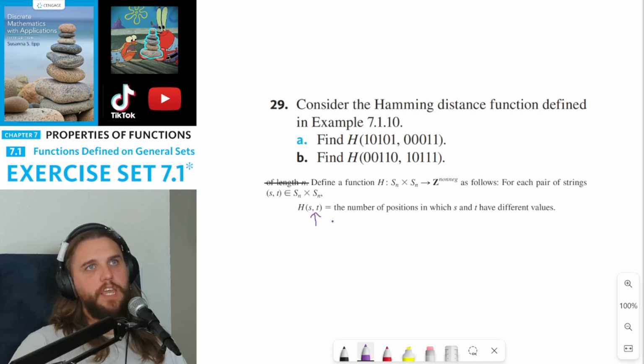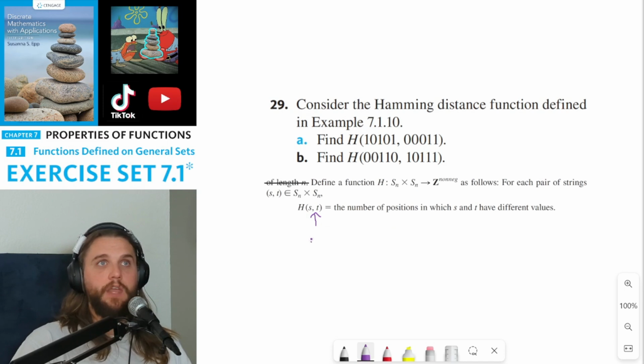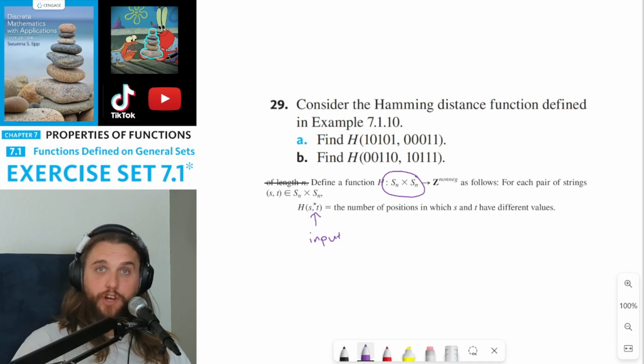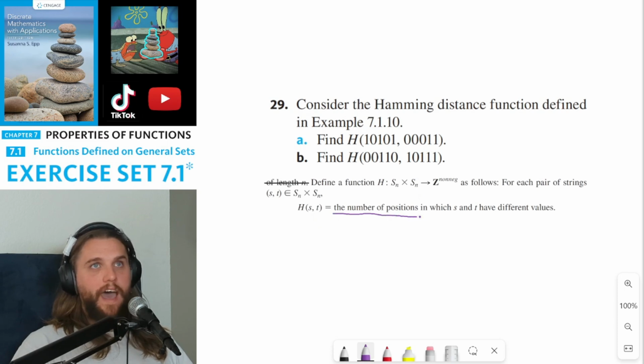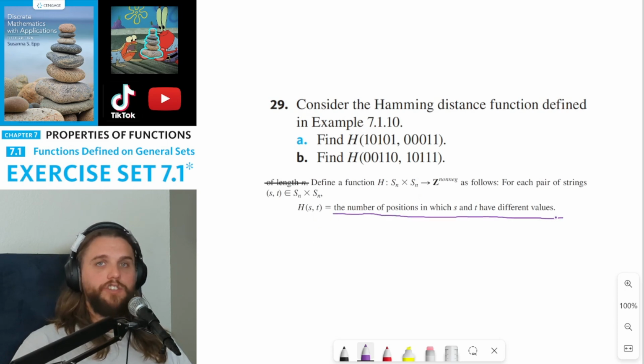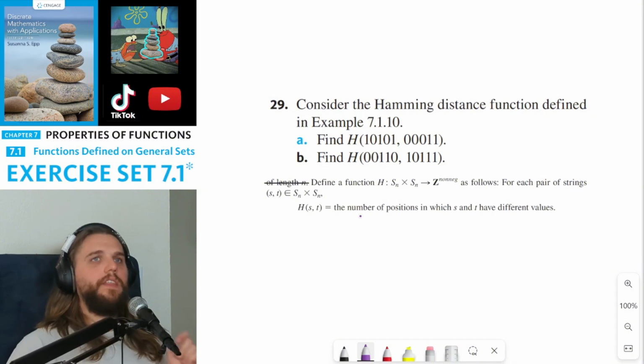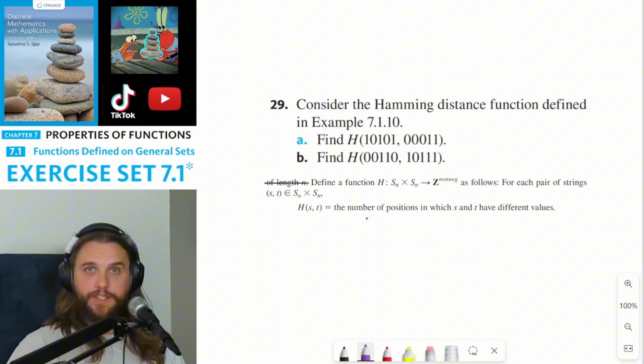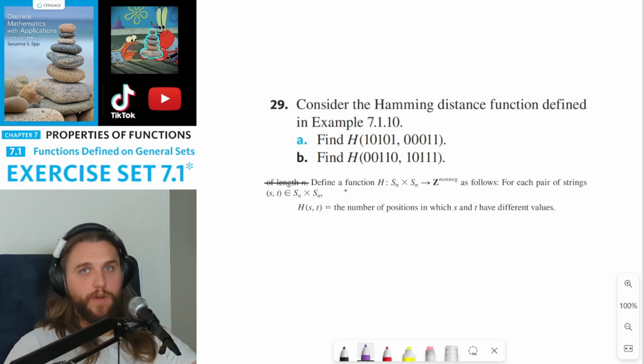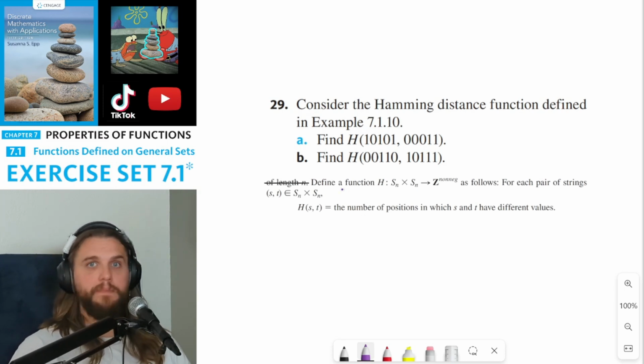So s, t represents an ordered pair, which is the input of the function, and it comes from the domain. And our domain is S_n cross S_n, which just means that the first element here is a binary string of length n, and the second element is also a binary string of length n. Lastly, we have the rule of the function. The rule of the function tells us how to find the output. Now, in this case, the rule is presented in plain English, which may seem a little weird, but this is perfectly normal in mathematics, to have a function definition with a rule that's written out in plain English. You could write rules in many, many different ways.